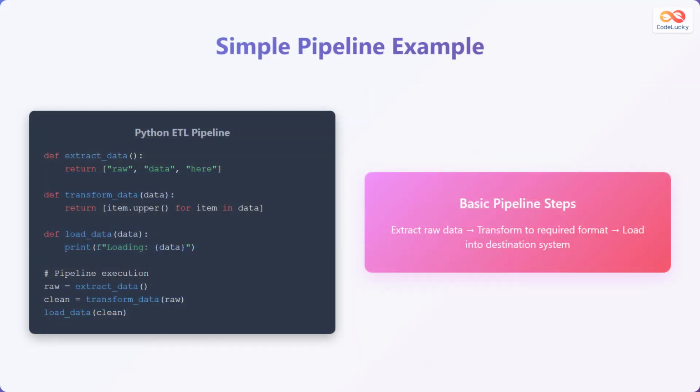Let us consider a very simple Python ETL pipeline. First, we define a function to extract data, which returns raw data. Then we define another function to transform the data, making all the words uppercase. Then we define the load function, which in this example just prints the data to the console. The main pipeline execution involves first extracting raw data, transforming it into clean data, and loading the clean data.